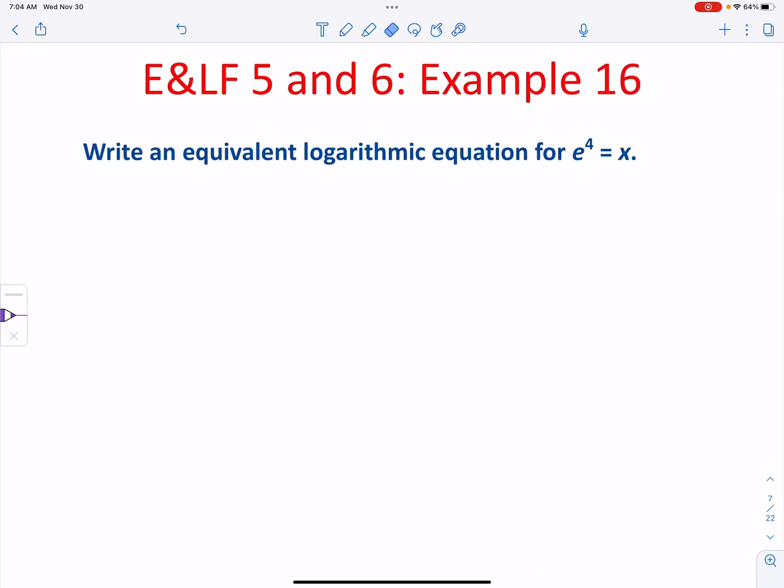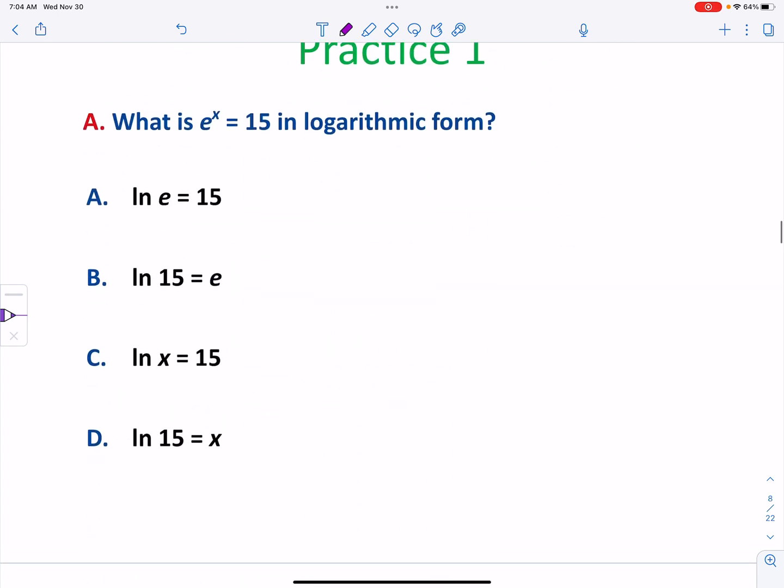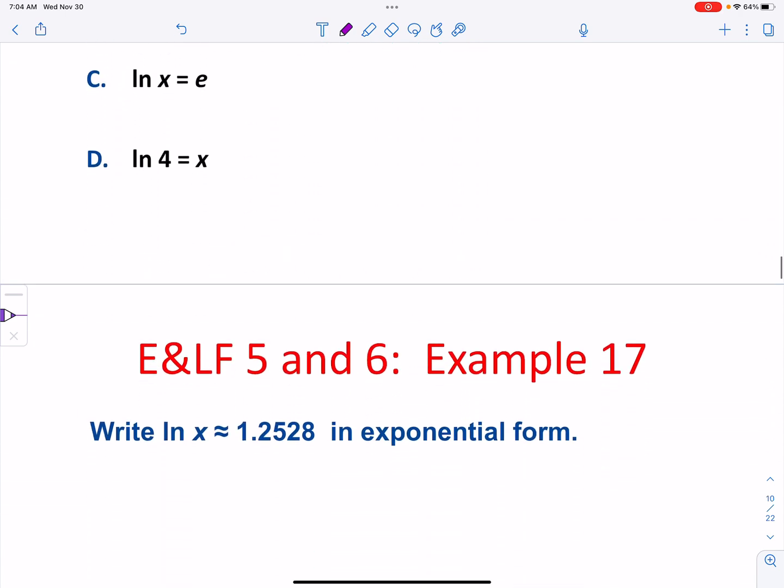All right, so write the equivalent of this: e to the fourth equals x. So this would be either the log base e of x equals 4, and I'll accept both answers, or I will accept the ln of x equals 4. The ln is just the log base e. I think you've got this. I don't think we need to practice.